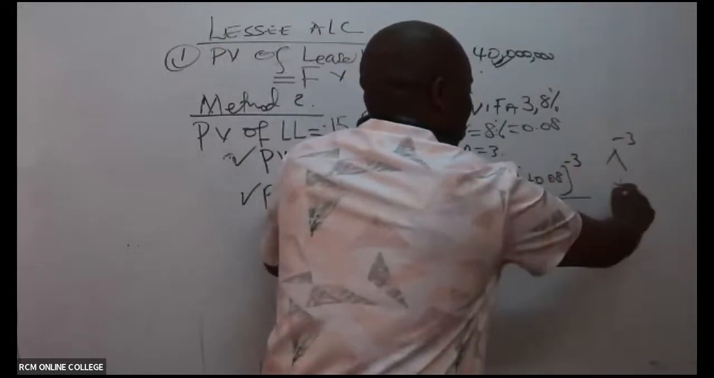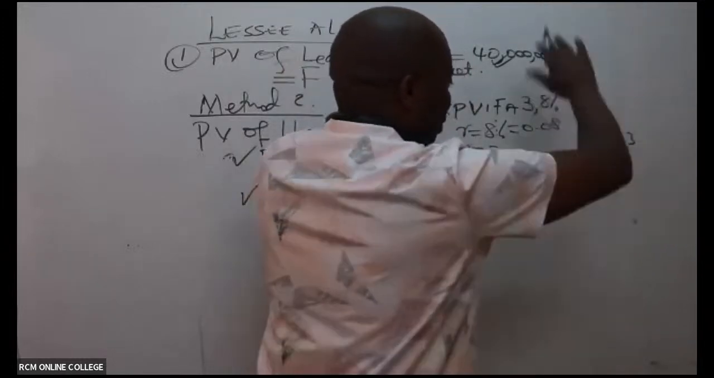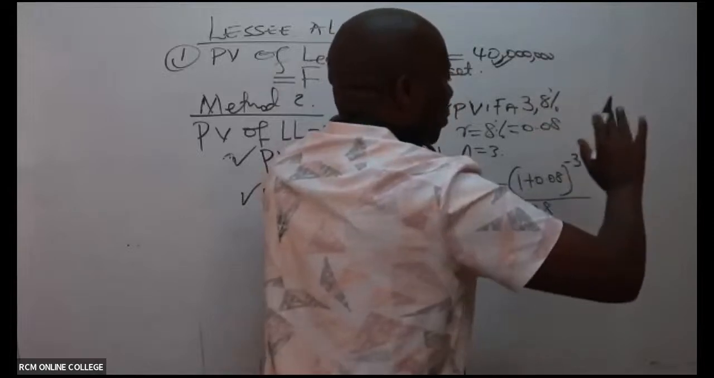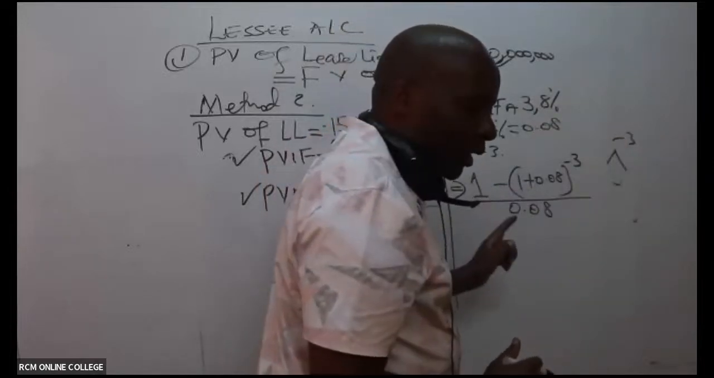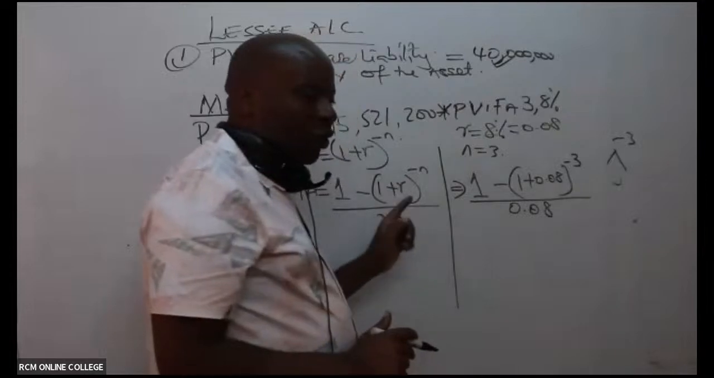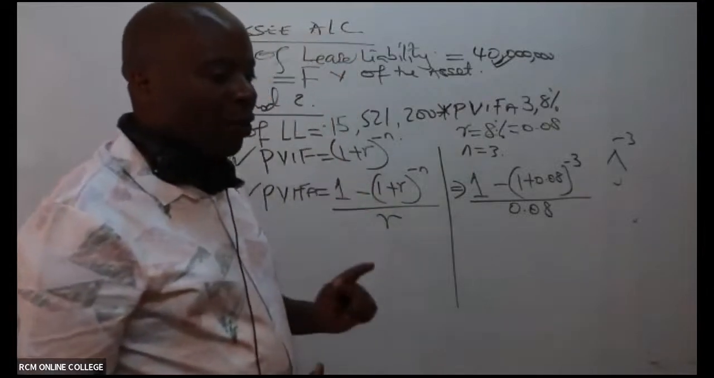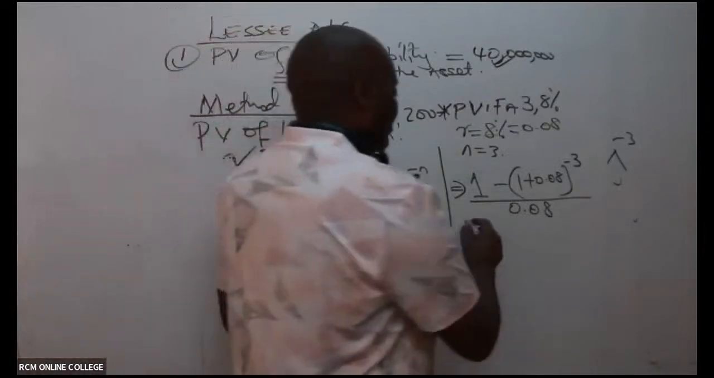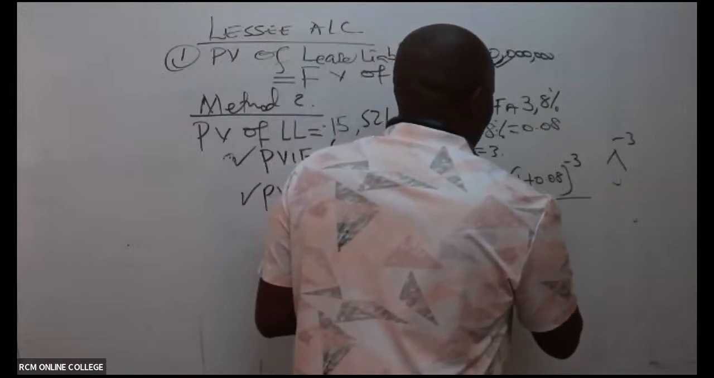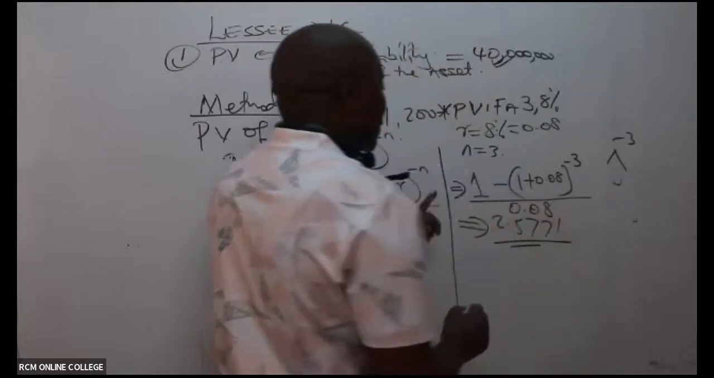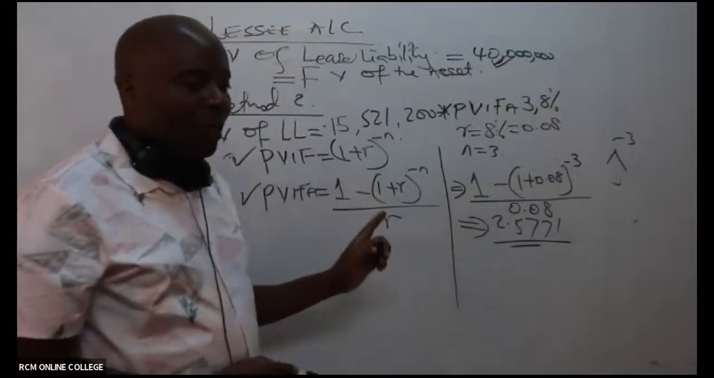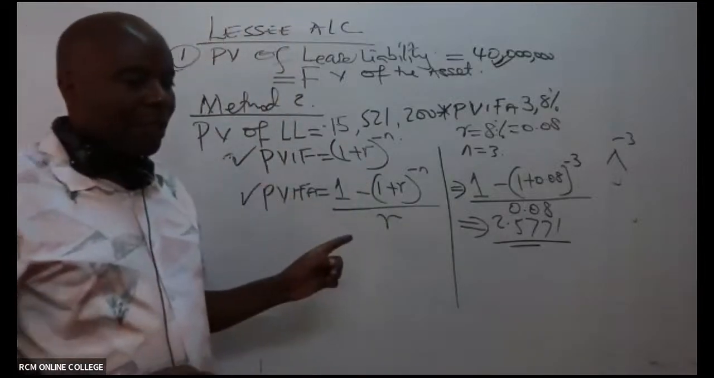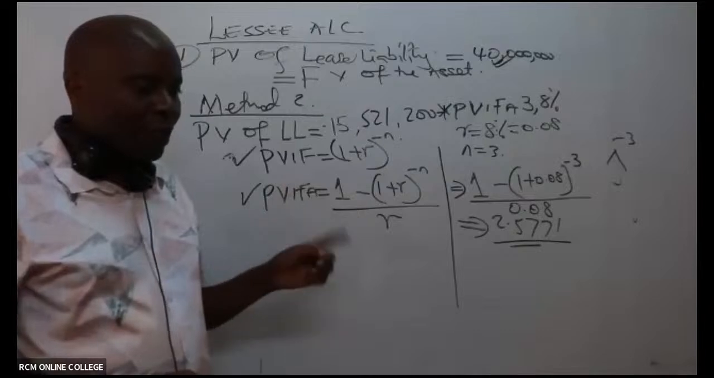The over is like a bracket telling you first of all to give me the numerator. So you must say equals before you say divide by 0.08. How I wish everybody was getting 2.5771. We would rather repeat this until everybody gets it.